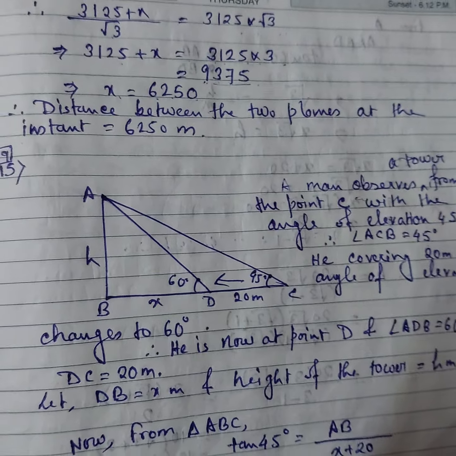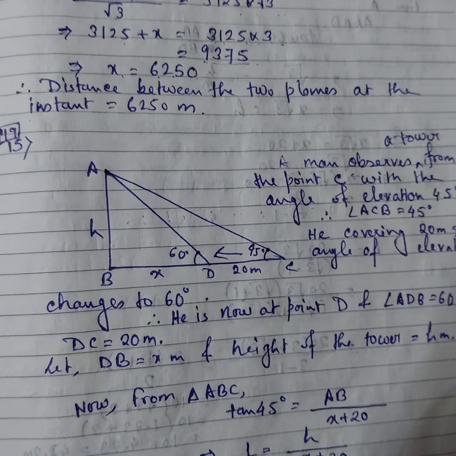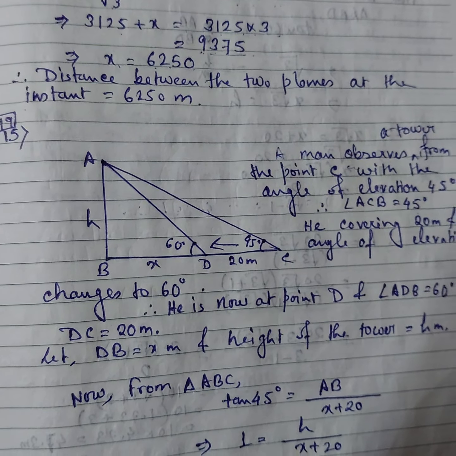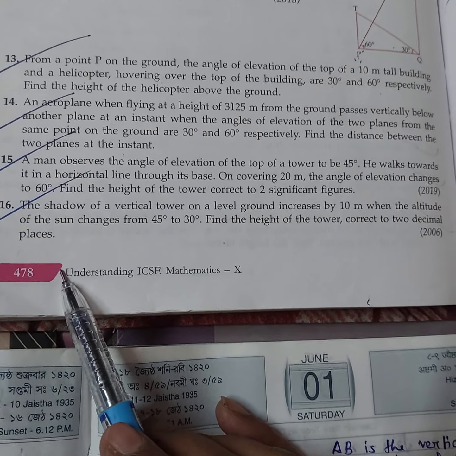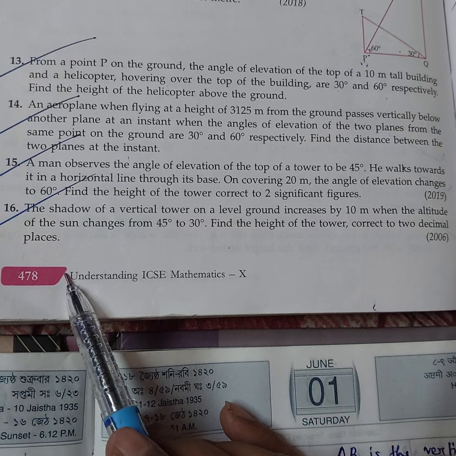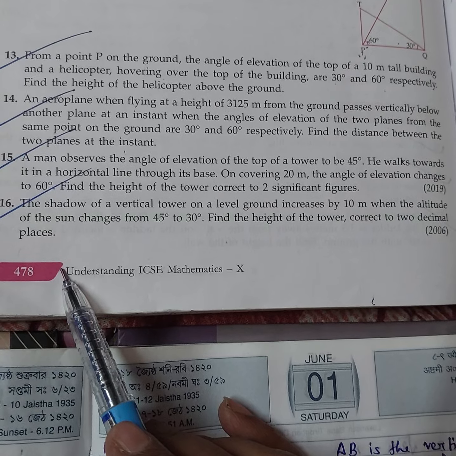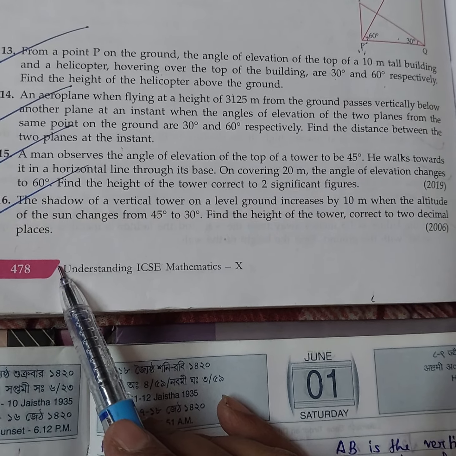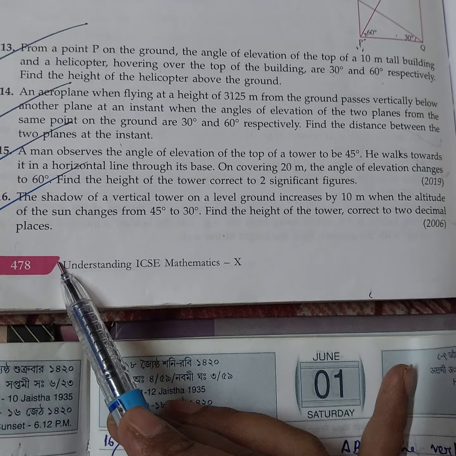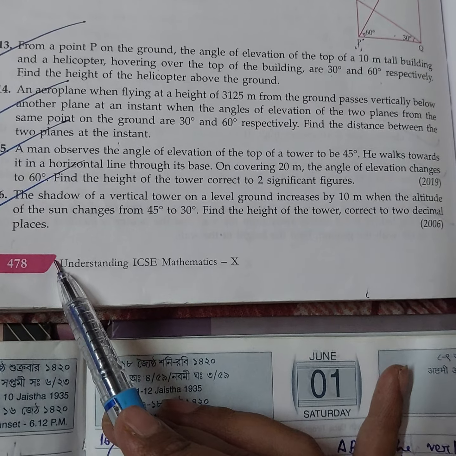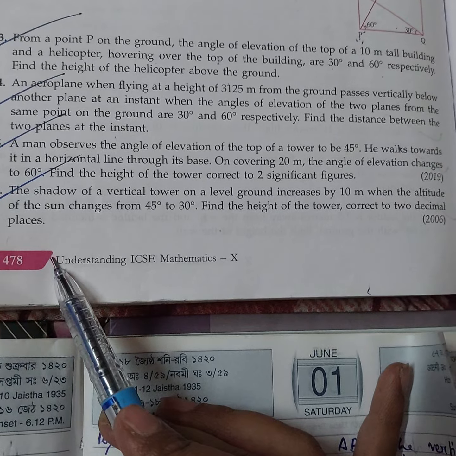Okay, the next sum is also very important for your exam. This is the last sum of today's class. So let's see the sum. The sum is saying that a man observed the angle of elevation of the top of a tower to be 45 degrees. He walks towards it in a horizontal line through its base, and after covering 20 meters, the angle of elevation changes to 60 degrees. You have to find out the height of the tower.